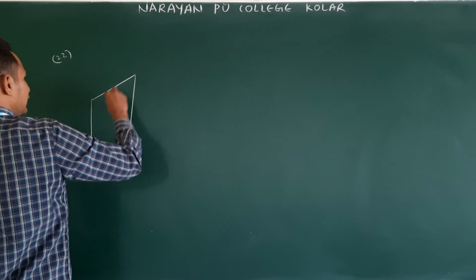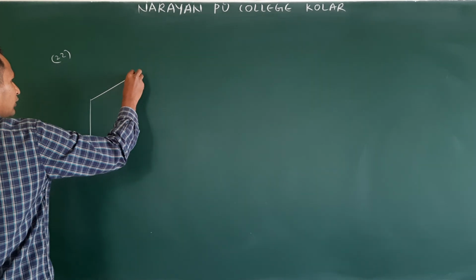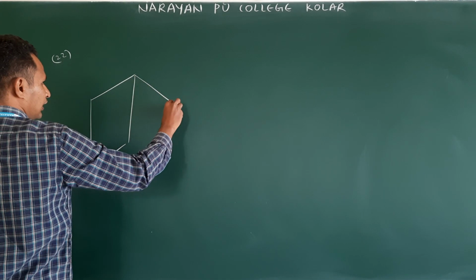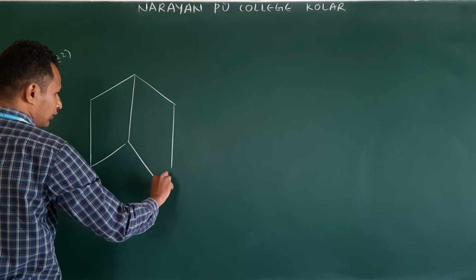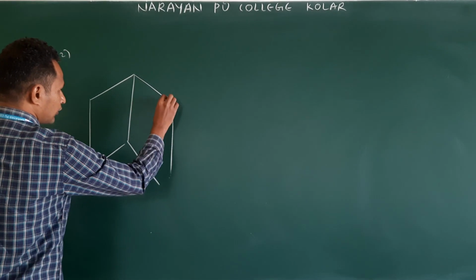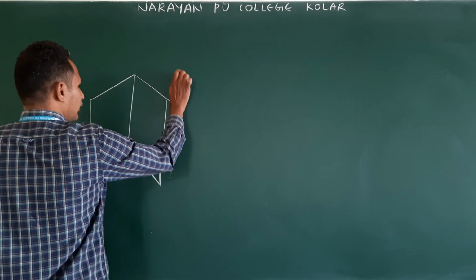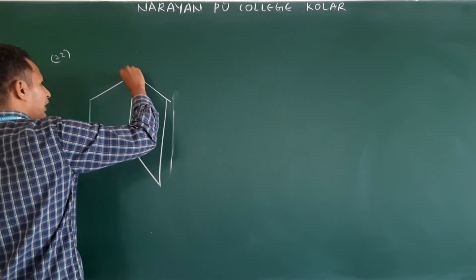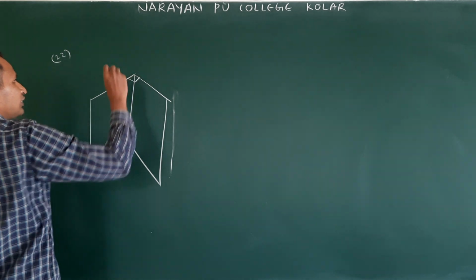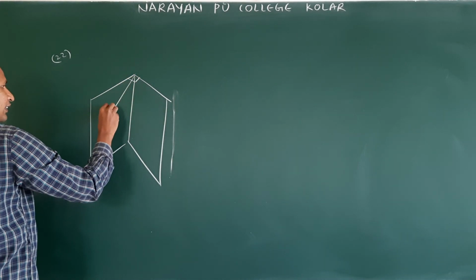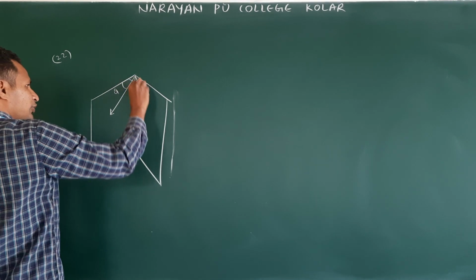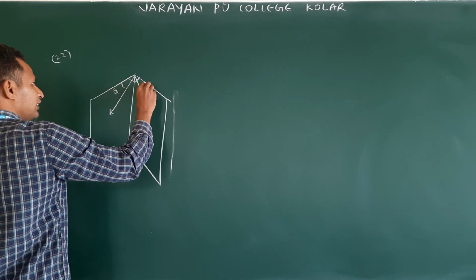Clear? This is one plane. Another plane is also given, like this. Clear? These two planes are perpendicular to each other. In this plane there is one dip angle theta 1, and in this plane there is another dip angle theta 2.